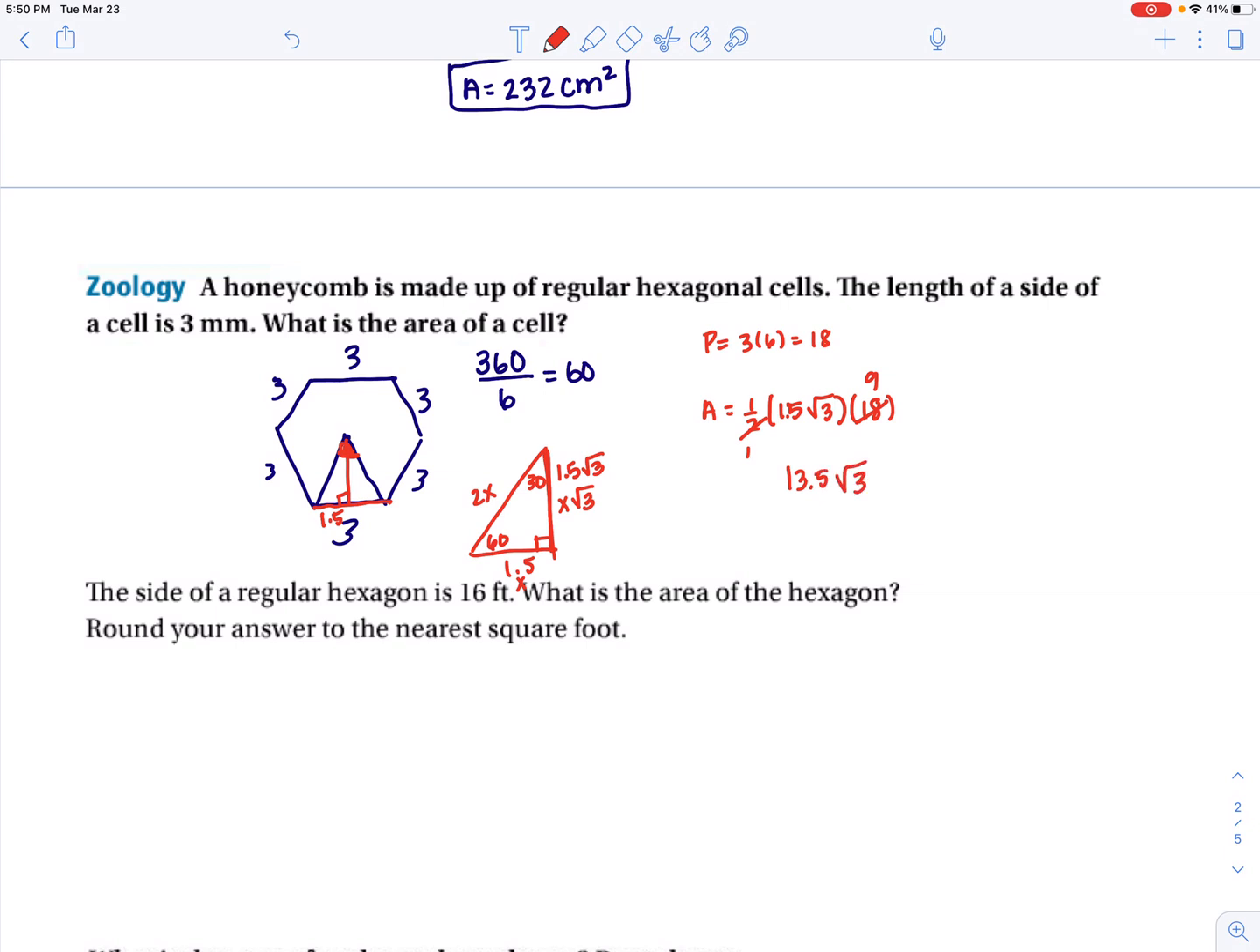You can also take and multiply the square root of 3 by 13.5 in your calculator. Let me see. I don't know what that actually is. 23.4. And get a decimal. And then let's see. This is in millimeters. So either way is fine. Radical form or decimal form.